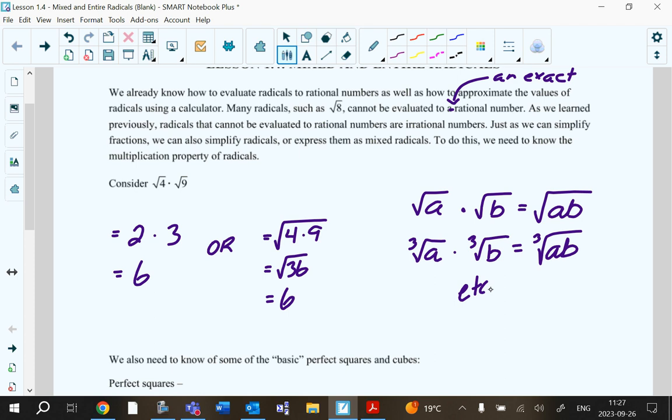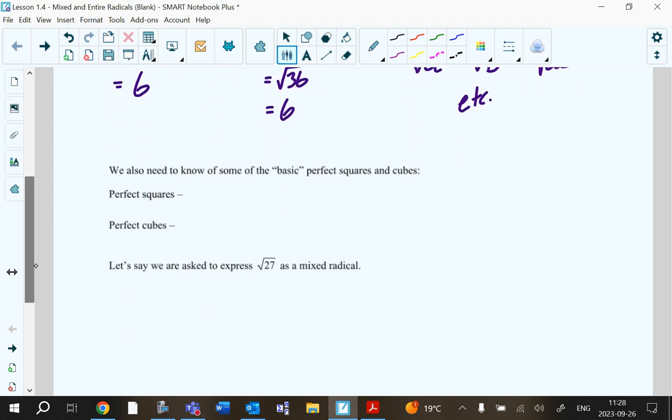What's the cube root of 7 times the cube root of 6? Cube root of 42. Okay? That's how we can multiply radicals together. That's one thing you have to know. The second thing you have to know is some of your basic perfect squares and perfect cubes, which we talked about last year and we've reviewed this year.